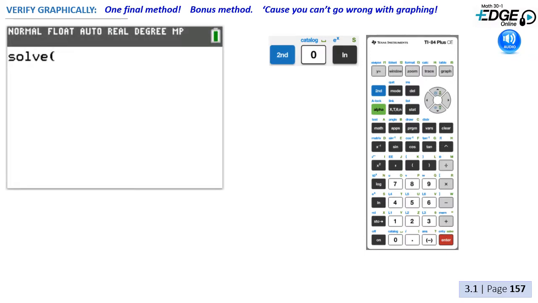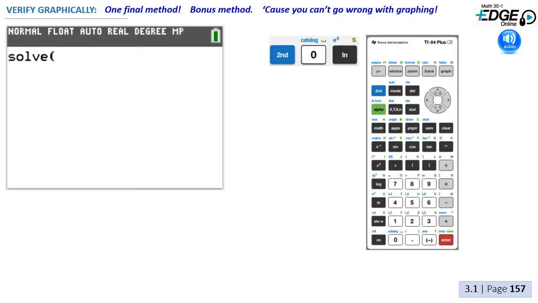I'm a big fan of solving graphically because seeing the solution is often a good confirmation that you've done things right. But if you're using a Texas Instruments calculator, there is another method, and it's called the solve function. To access this, you'll press the second button and then 0. This will take you to the catalog menu of your calculator. Here, every function of your calculator is listed in alphabetical order.